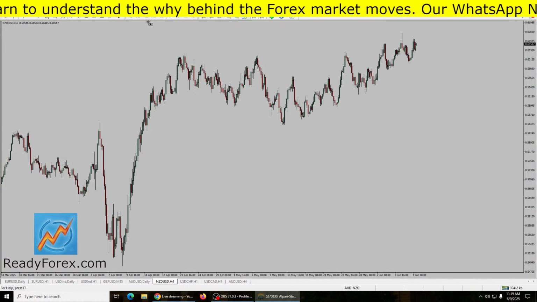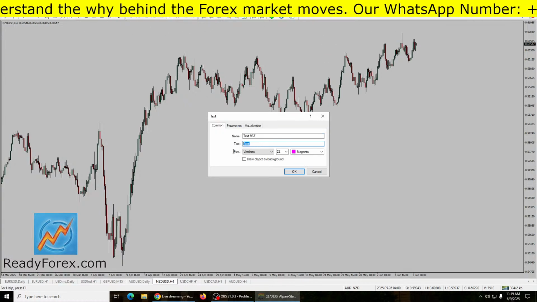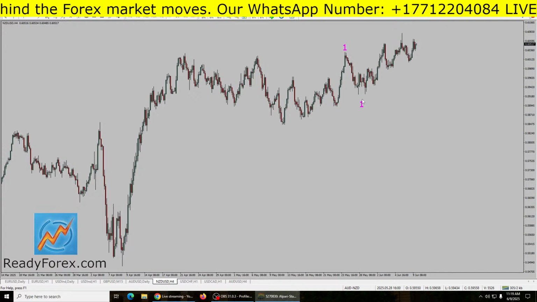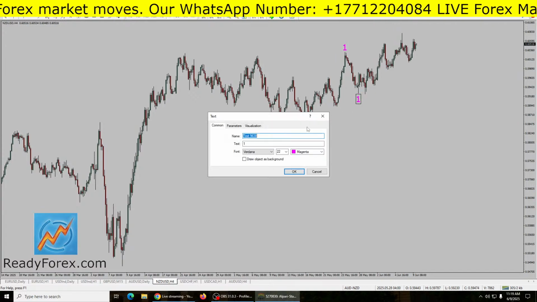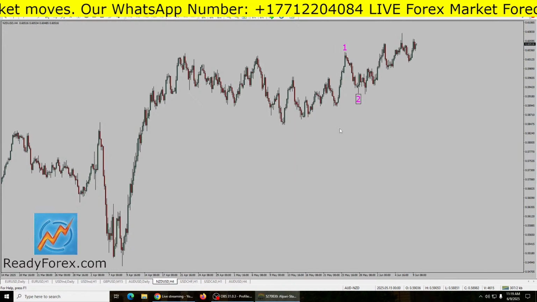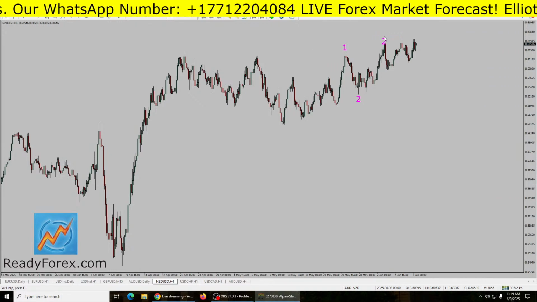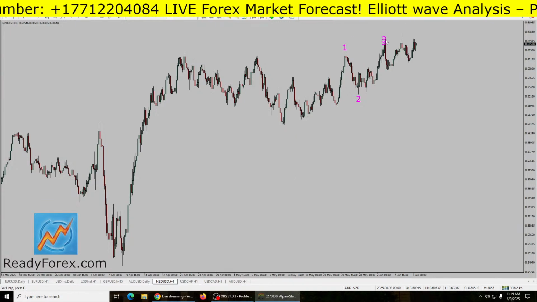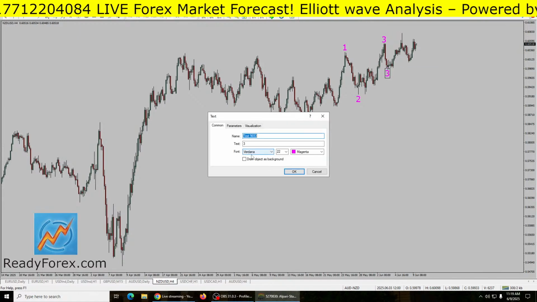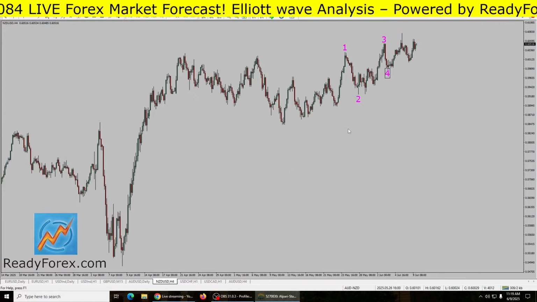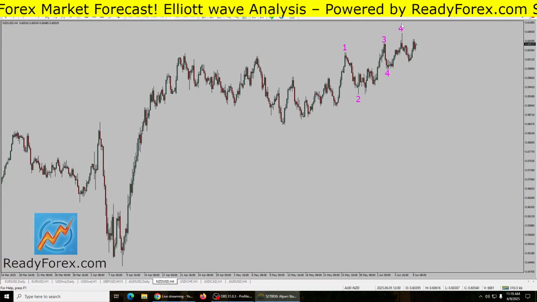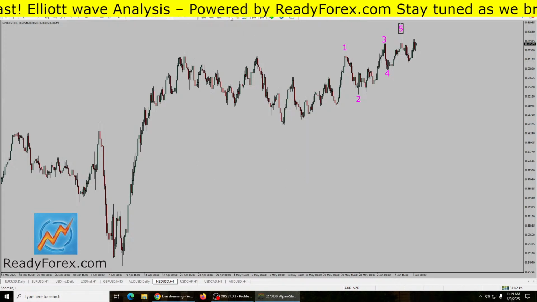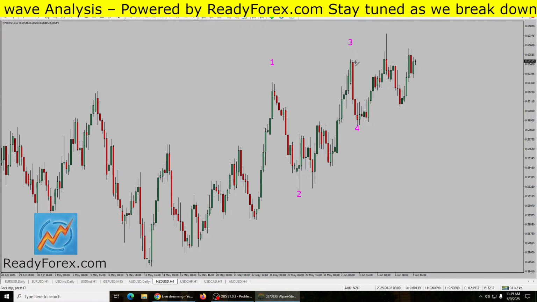So if I try to label this, it looks to me like the wave 1 over here, and then we got wave 2 here, then we got wave 3, and then this is wave 4, and expect a bullish leg, wave 5. Okay, now let me draw the trend lines.